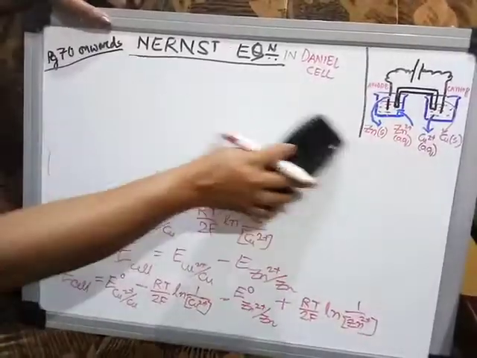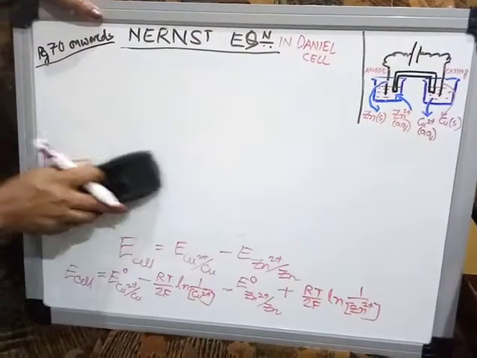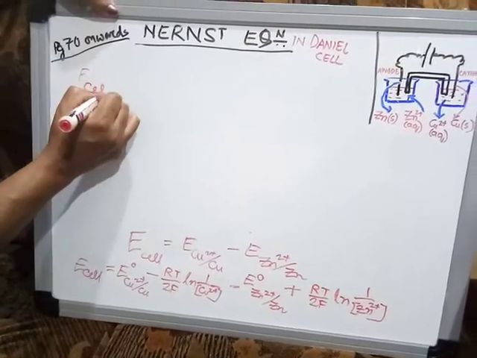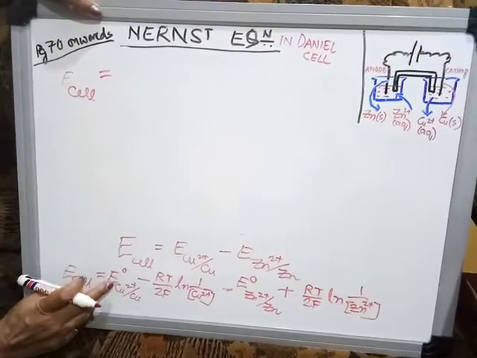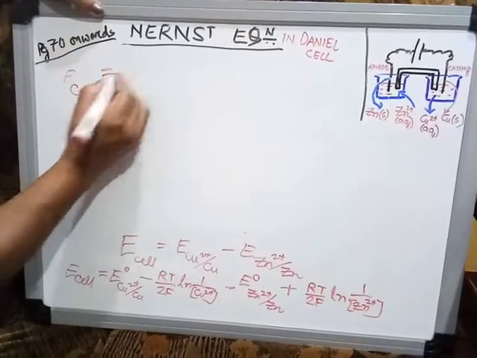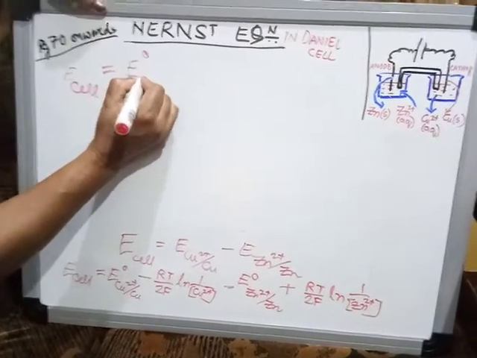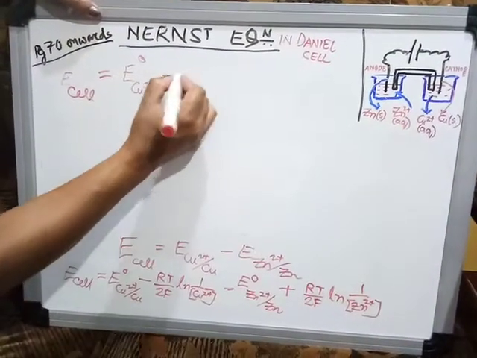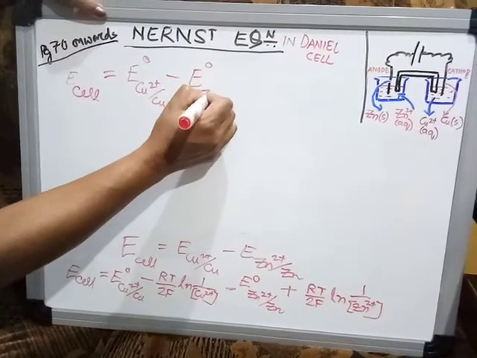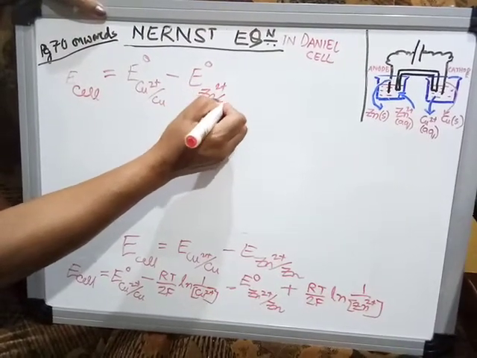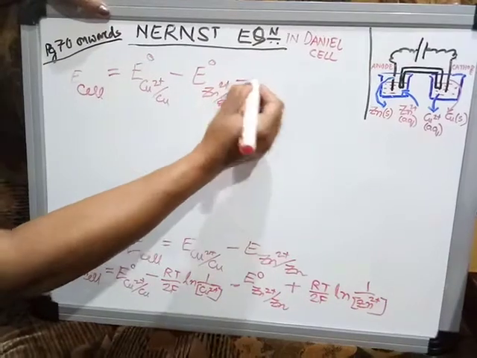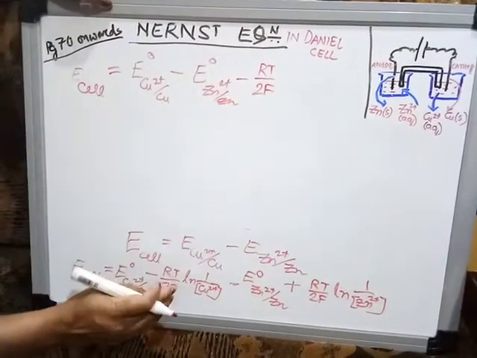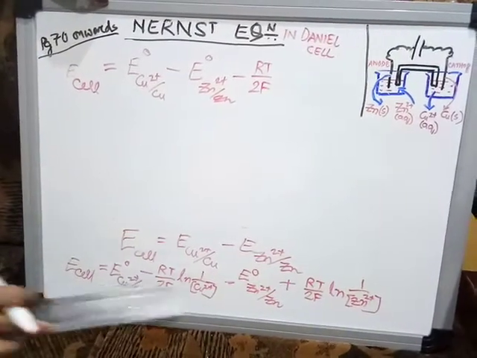So we'll rub off this portion since we have finished using it, and substitute. So E cell is equal to, now we have E0 Cu2+/Cu. Okay, I arrange it and write it, Cu2+ slash Cu, and this one minus E0 Zn2+/Zn. Then what do we have? Minus RT by 2F. Let us take it common between this and this.